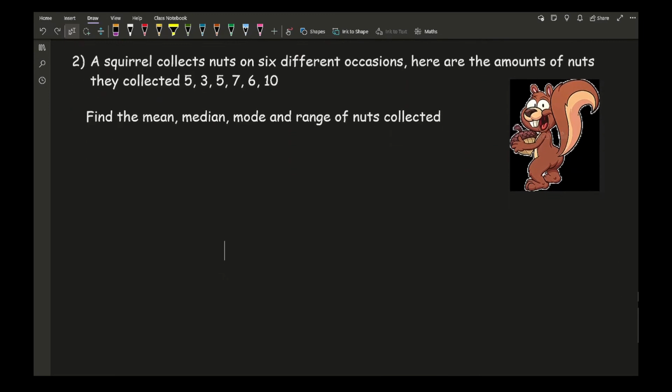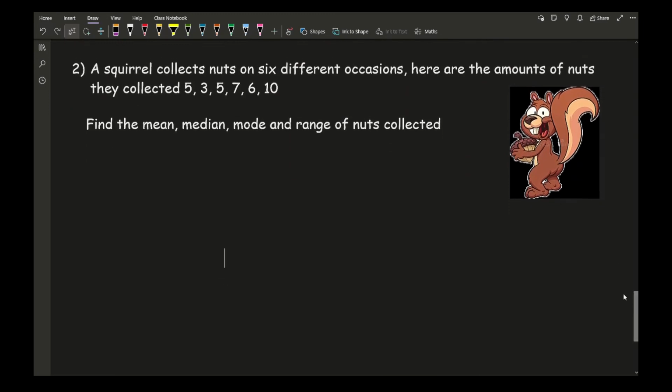So let's move on to our last example, which is just more of a worded question. So here we've got a bit of a cheeky squirrel who's collected nuts on 6 different occasions. Here are the amounts of nuts they collected. So we've got 5, 3, 5, 7, 6, and 10. And this question is asking us to find the mean, the mode, the median, and the range in that order that I've said. So let's work through it.